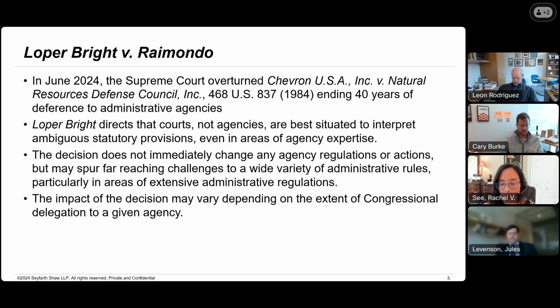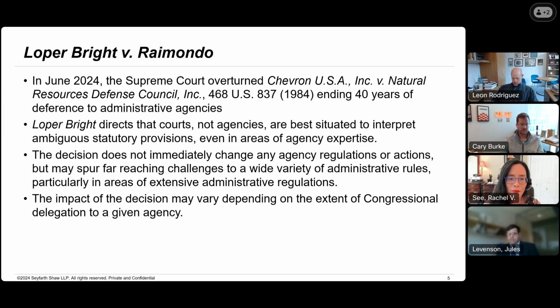So, as Rachel and Carrie are going to get into a little later, from that perspective, nothing immediately changes for what an agency can do and what an agency is doing, because anything that the agency could do before Loper-Bright, it still can do under existing law after Loper-Bright.